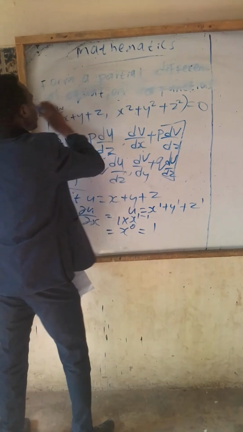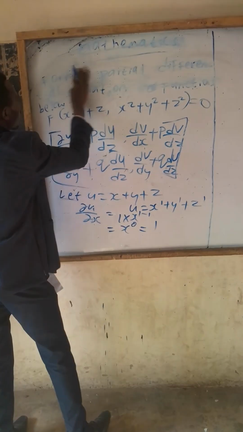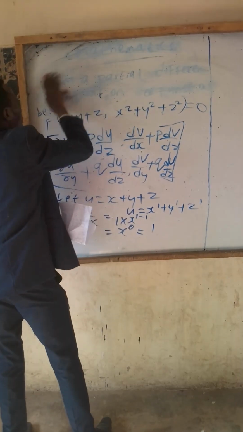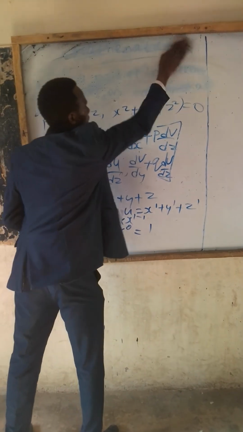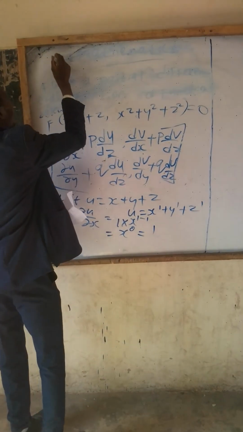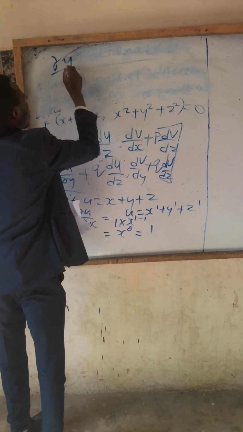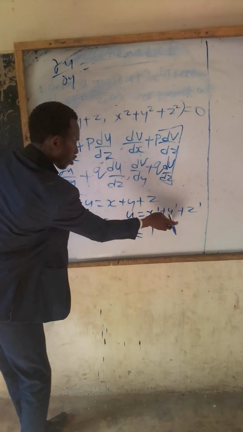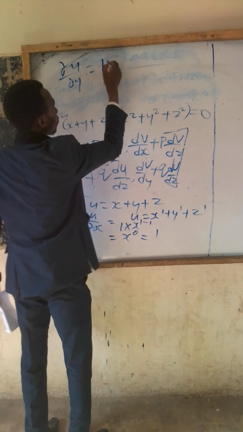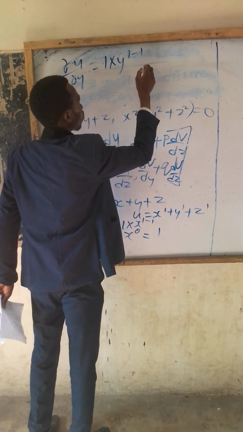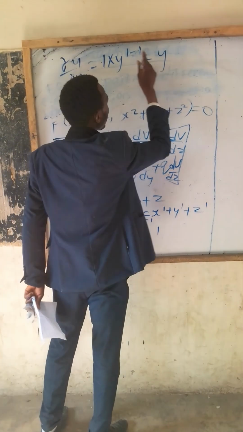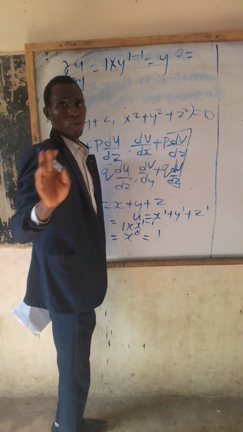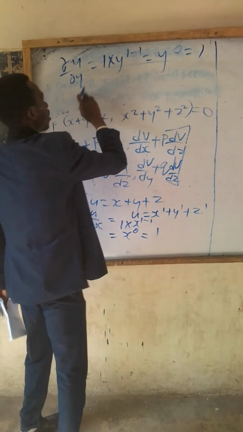Now we are going to go right ahead to find du/dy, the partial differentiation of u with respect to y. Of course, we are going to apply the same method here, which is 1 multiplied by y raised to power 1 minus 1. 1 multiplied by y is y. 1 minus 1 is 0. And according to the laws of principles, anything raised to power 0 is equal to 1. So you are going to agree with me that du/dy is 1.